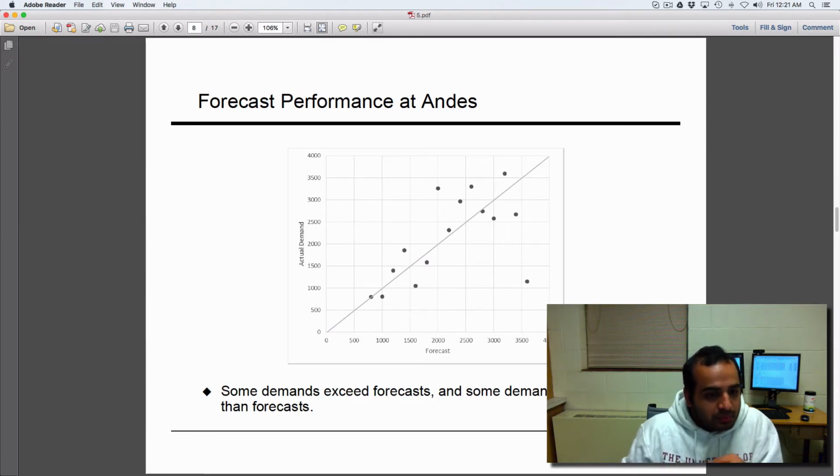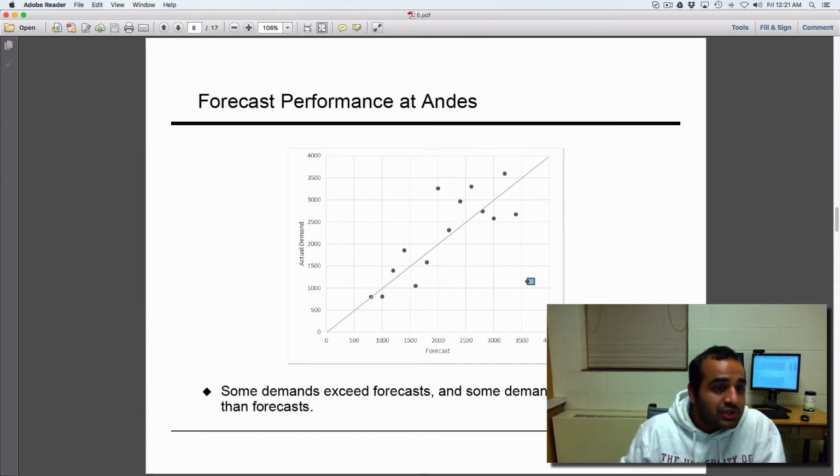So, for example, let's look at this product. The actual demand was about 1,000. The forecast was about 3,500. This chart tells you how typically the true demand deviates from your forecast. If your demand was exactly equal to your forecast, you'll be on the diagonal line in the chart.